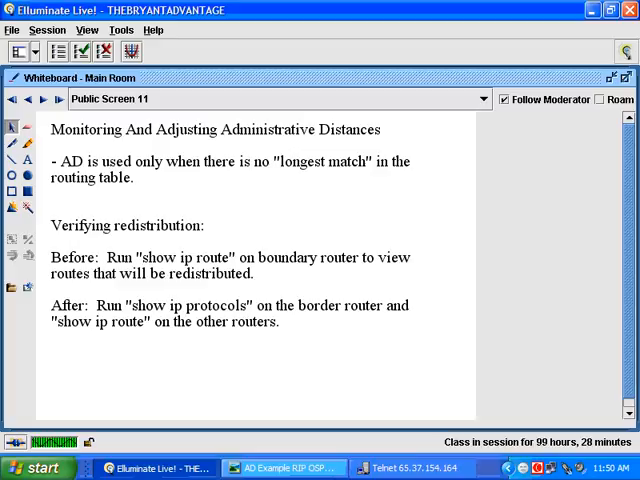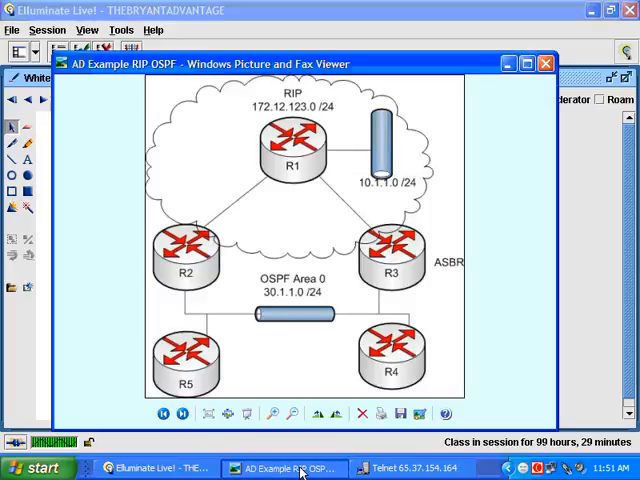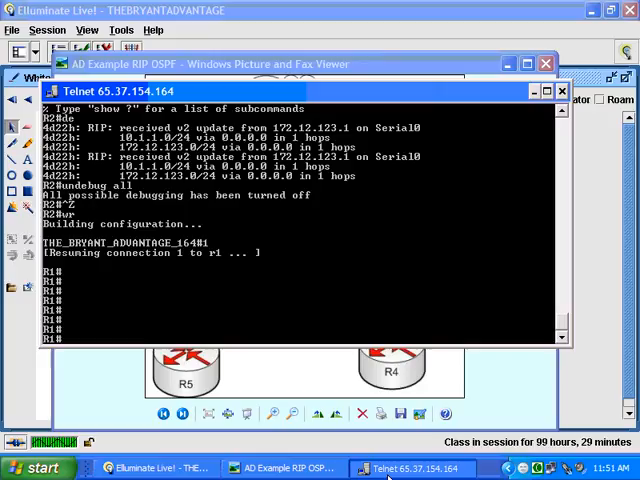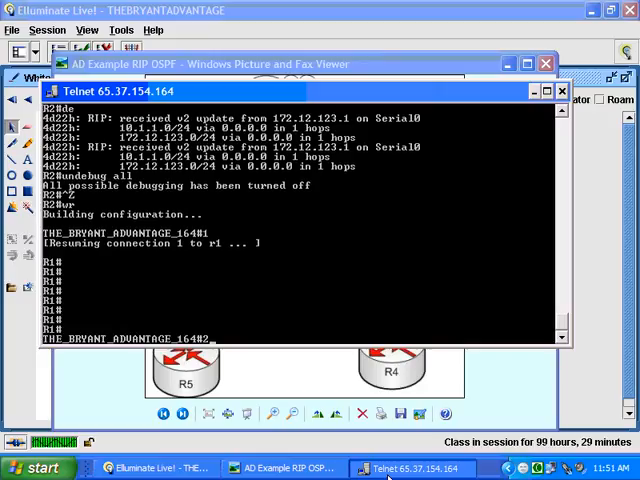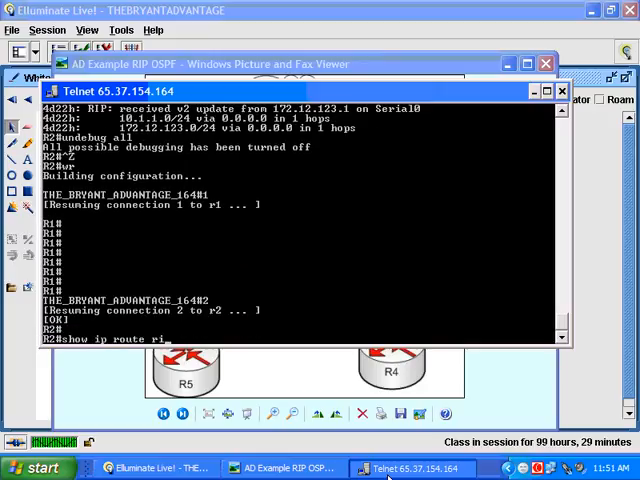And afterwards, you want to run show ip protocols on your border router and show ip route on the other routers just to make sure everything looks good. You also want to make sure that your other boundary routers are not suffering from suboptimal routing. So it's actually a good idea for us to go to both of our boundary routers right now, 2 and 3, and just see what their route to that Ethernet segment looks like in RIP. So we're going to go down to router 2 here, and we're going to run show ip route rip.